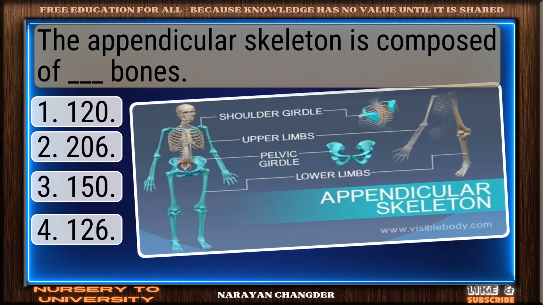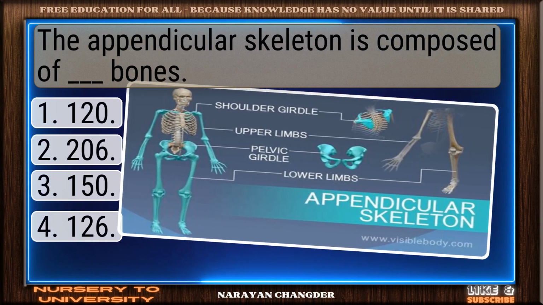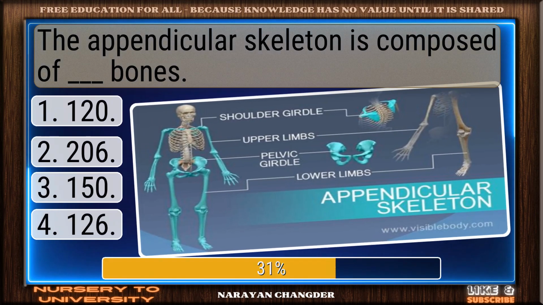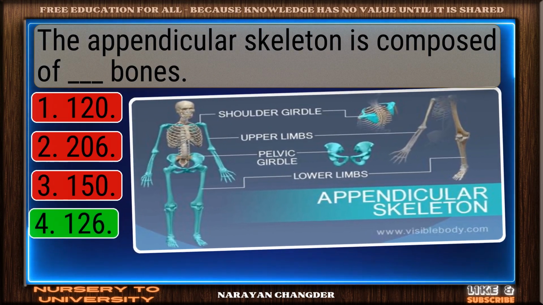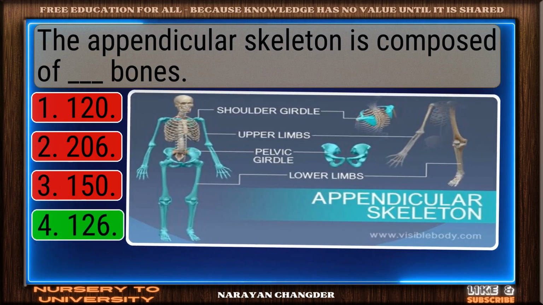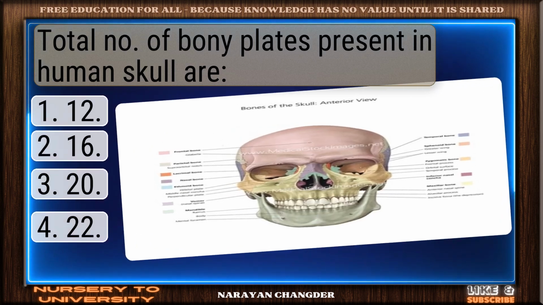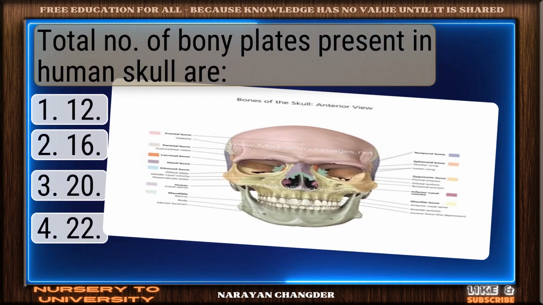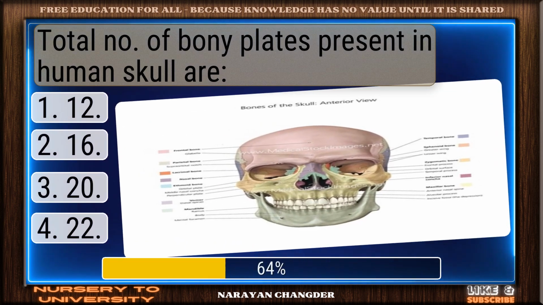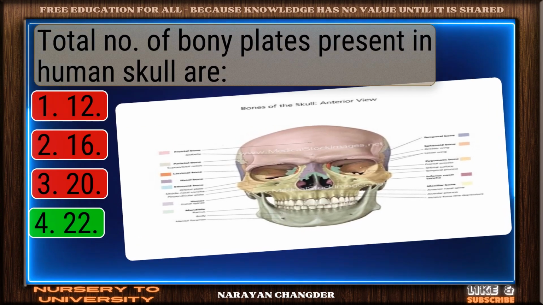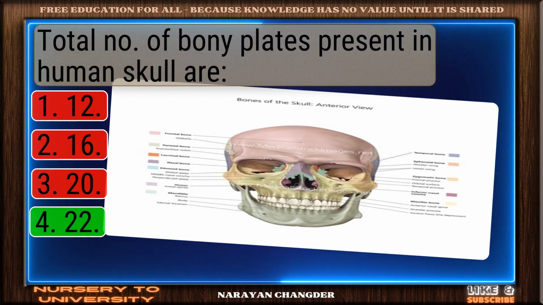The appendicular skeleton is composed of dash bones. 126 is a solid answer. The total number of bony plates present in the human skull is. Sharp thinking. 22 is the right choice.